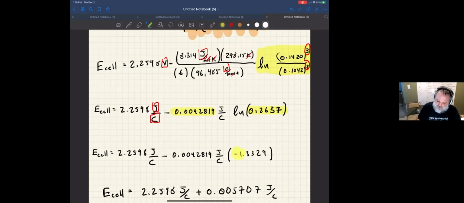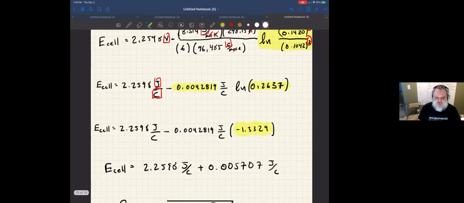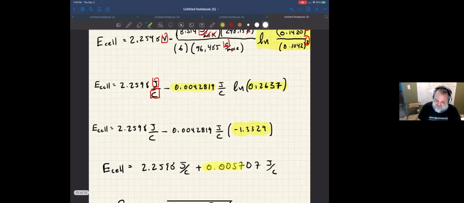Now we have to multiply that by the natural log of 0.2637, which is negative 1.3329. So when I do that multiplication, I get 0.005707 joules per coulomb. And instead of having something that's negative, I had negative times a negative. Bam, that's now a positive. So I'm adding the value to the standard cell potential.